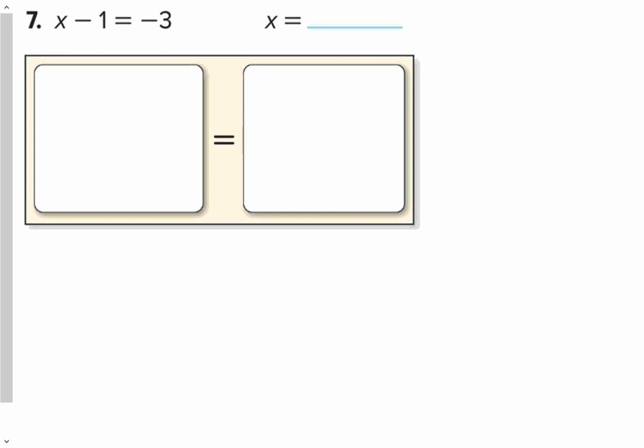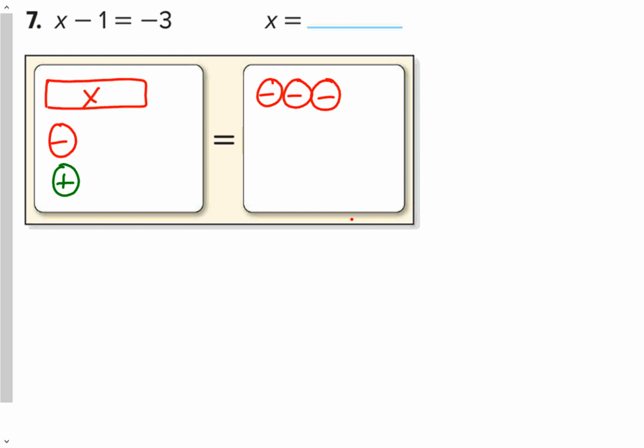Here's our next example. x minus 1 equals negative 3. We have our x. We have a negative 1. And on the right side, we have negative 3. Now we want to get rid of this negative 1 that is on the same side as the x. So we're going to add a 0 pair to get rid of it. If we do it to the left, we also have to do it to the right. So here, these cancel out. This one also cancels out. And now we're left with x equaling negative 2.